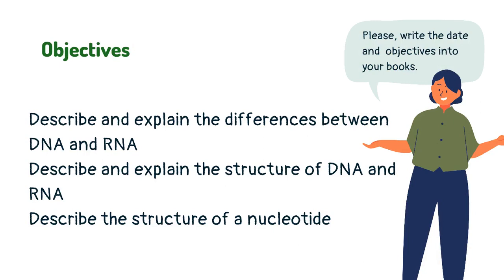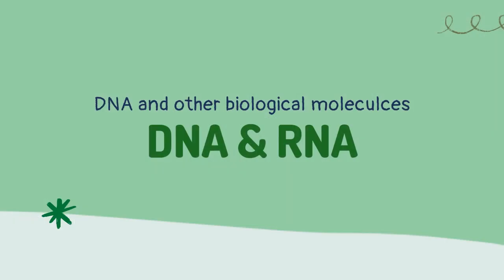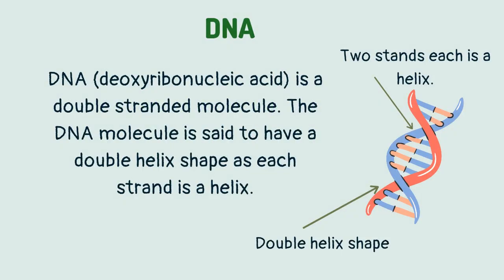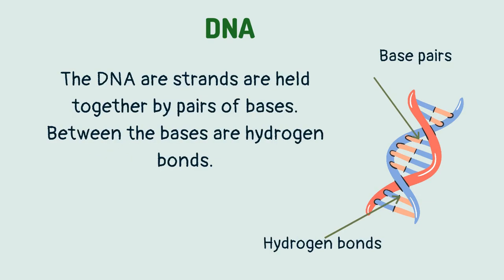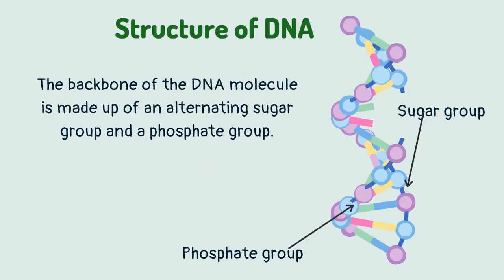Today you are going to learn about RNA and DNA. DNA, deoxyribonucleic acid, is a double-stranded molecule. The DNA molecule is said to have a double helix shape as each strand is a helix. The DNA strands are held together by pairs of bases. Between the bases are hydrogen bonds. The backbone of the DNA molecule is made up of an alternating sugar group and a phosphate group.